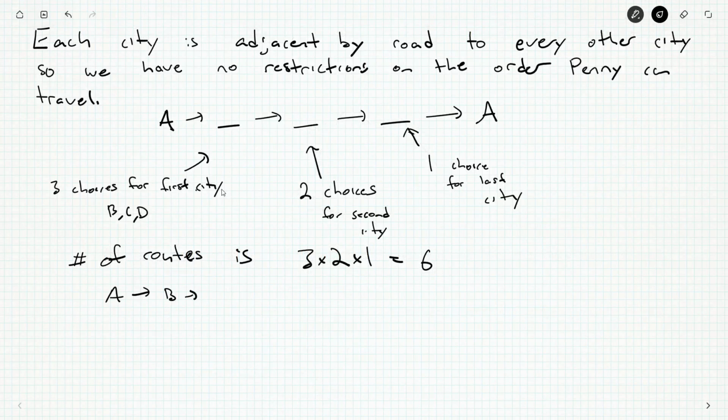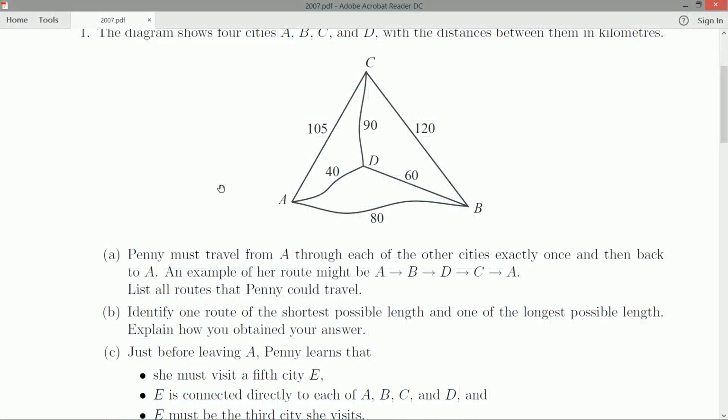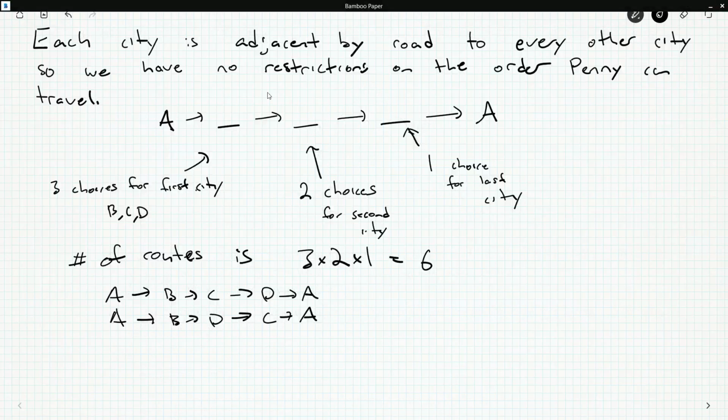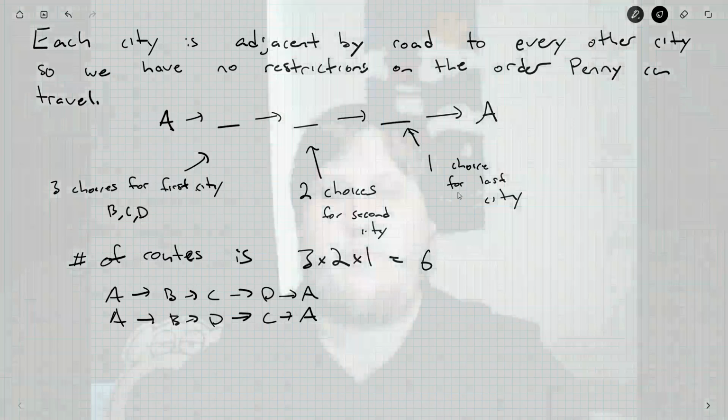So we could go B, C, D, A. I'm finding drawing the arrows is annoying, so I might drop that. Did they even ask for the number? No, they just asked me to list, so I didn't actually have to calculate this number. Although, in terms of explaining things, I got my explanation there, and I know why there's 6 and there won't be more than 6.